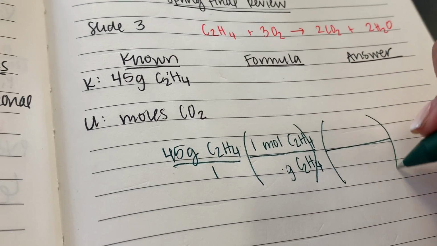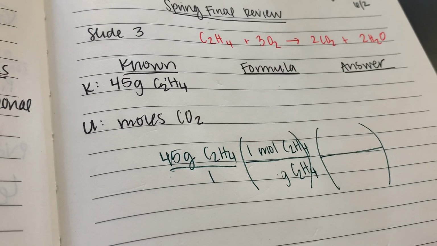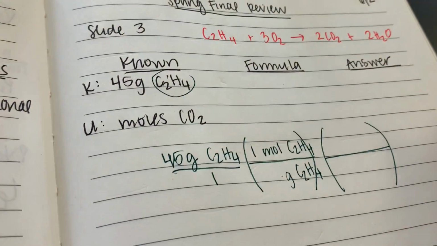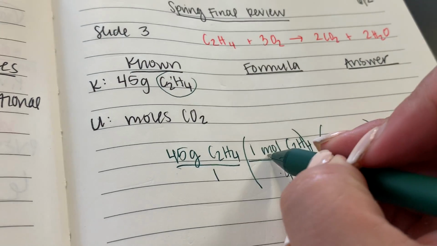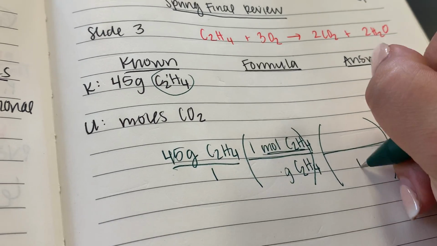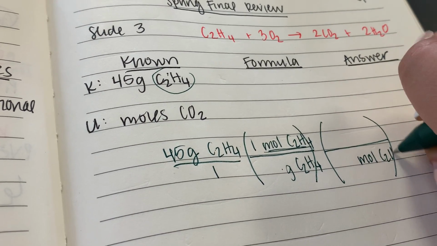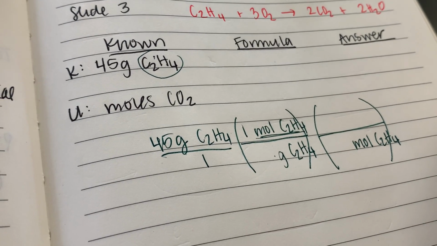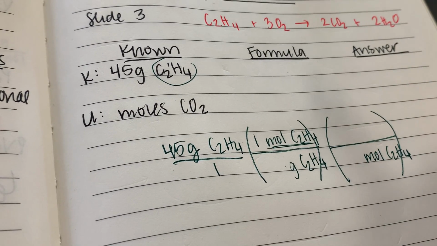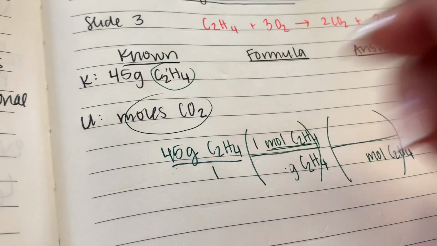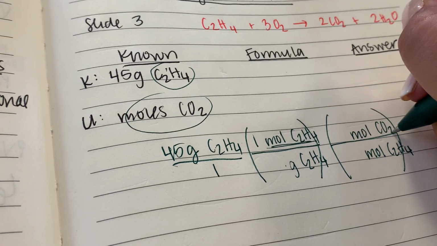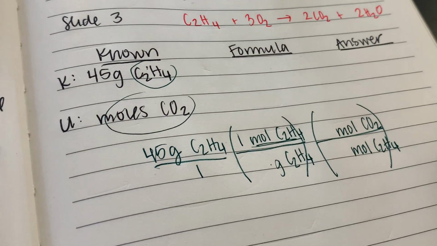Next parenthesis. We'll come back to the numbers here. It says moles of known. What's my known? C2H4. And notice, if I have moles of C2H4 up here, moles of C2H4 should be down here. So you could use that to help you remember what goes where. And then the formula says moles of unknown goes on the top. So moles of CO2 goes on the top, right?